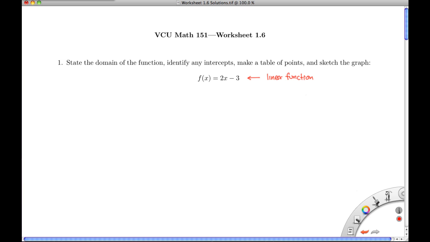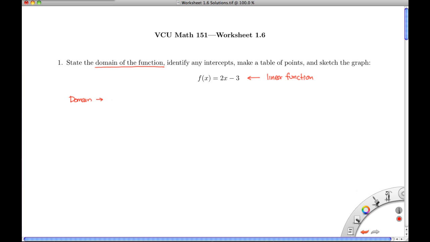But as far as this one goes, let's go ahead and start knocking out some of these parts that we wanted to address. So the domain of the function, let's start with that one. One thing we can just go ahead and put in our memory banks is that the domain of a linear function is going to be all real numbers. It's a straight line, it extends to positive infinity to negative infinity. So we can just go ahead and put that in there.